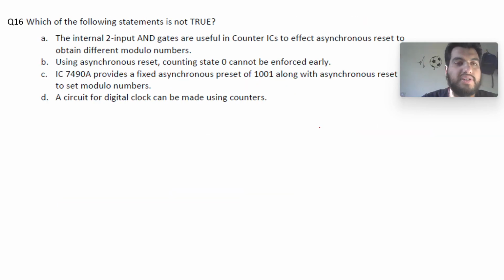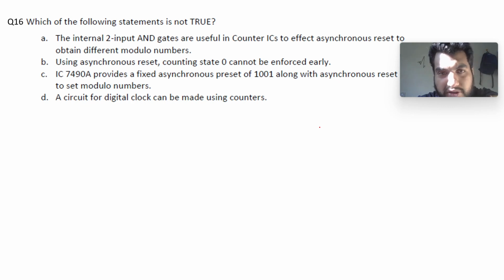Now question number 16, which of the following statements is not true? The internal 2 input AND gates are useful in counter ICs to effect asynchronous reset to obtain different modulo numbers. This thing is true, you know this. Option C, let us first read option D. A circuit for digital clock can be made using counters. We saw how it can be made. It's correct. Option C, IC7490A provides a fixed asynchronous preset of 1001 along with asynchronous reset module numbers. This is also correct. You can refer to your lecture notes if you want to understand it better.